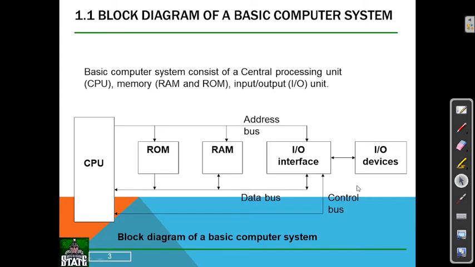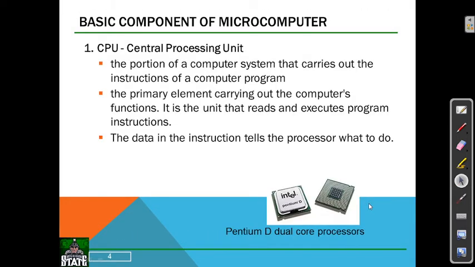See, the basic block diagram of the computer system: this is the CPU, and it will have memory like read-only memory and random access memory, address bus, data bus, input output interface, input output device, and control bus. The CPU is nothing but the central processing unit. This computer is also called a microcomputer.